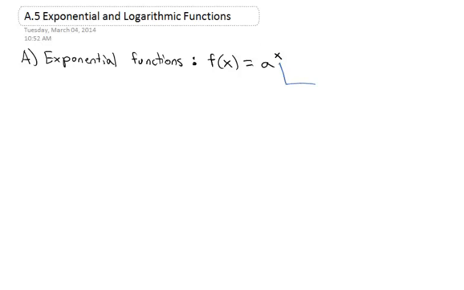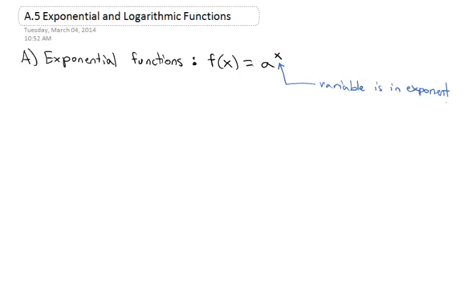Today we're going to do a review of how exponential and logarithmic functions work. And so we'll start off with the exponential functions. And you'll remember from pre-calc that those are functions such as f of x equals a to the x. And the big thing that makes it an exponential is that the variable is in the exponent.